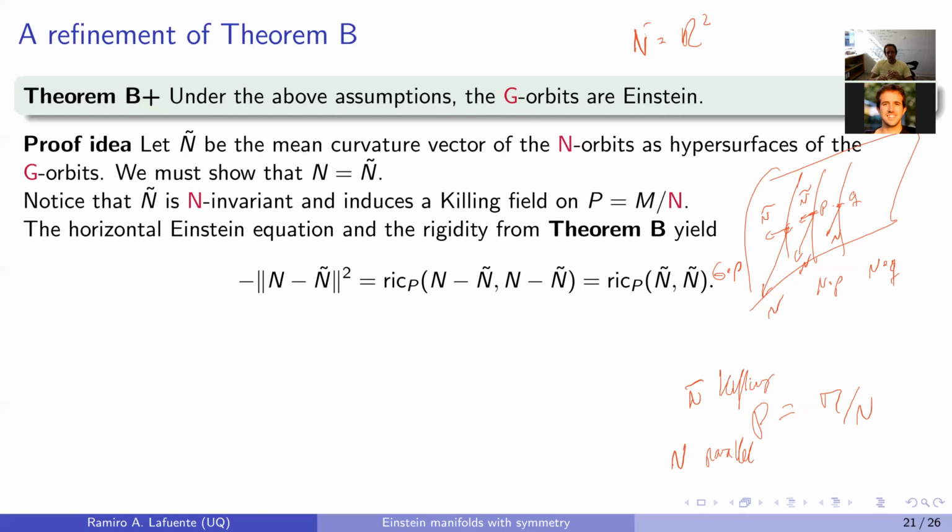So using the horizontal Einstein equation, together with the rigidity we already obtained by applying Theorem B, in particular the fact that n is parallel on P, we obtain the following formula for the norm of the difference between n and ñ. So this is the Einstein equation. And then here I get the Ricci curvature of P evaluated at this term, but because n is parallel on P, this is the same as the Ricci curvature of ñ.